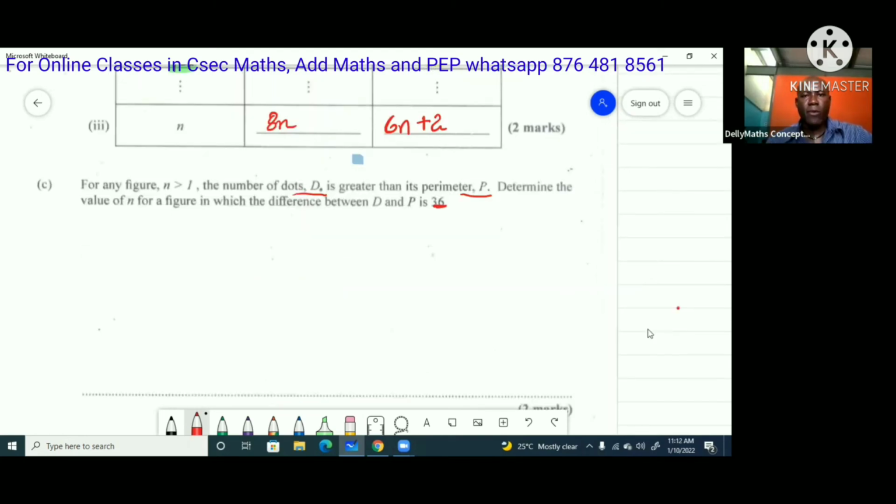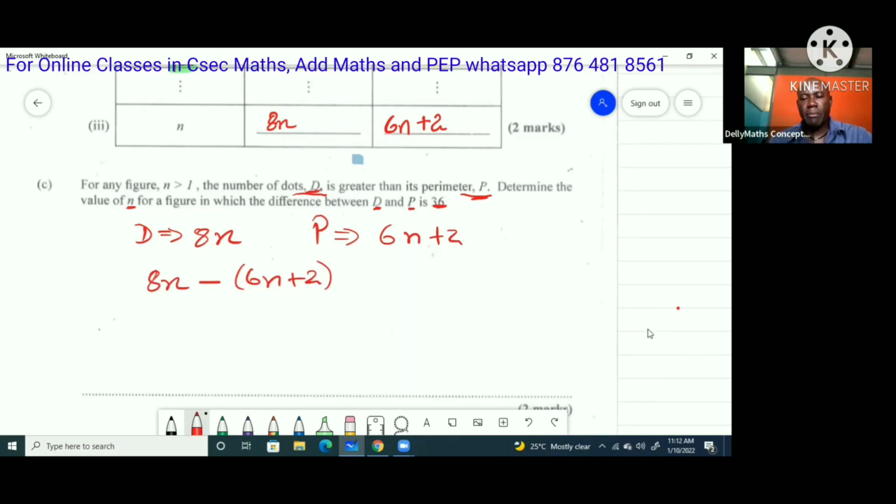Oh, this one says for any figure where n is greater than 1, the number of dots D here is greater than the perimeter P. Determining the value of n for a figure in which the difference between the dots, which is D, and the P is 36. All right, we definitely know that D refers to 8n, and P is 6n plus 2. Now, the dots minus the perimeter is equal to 36, and then we solve for n.